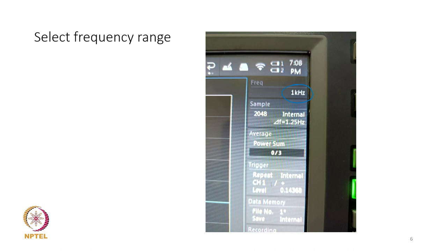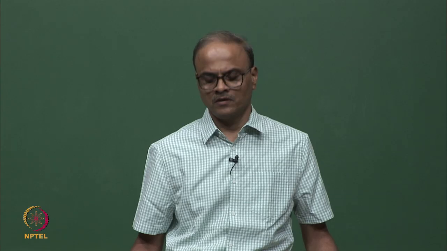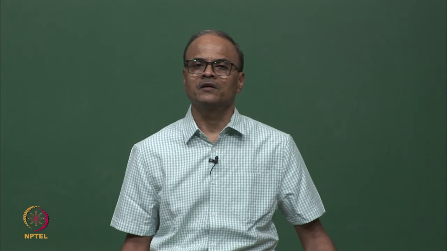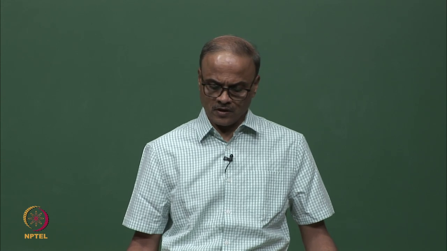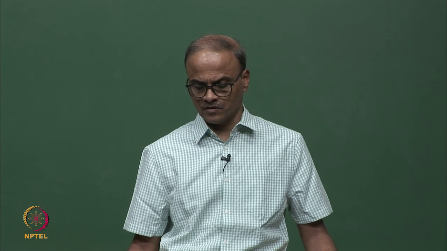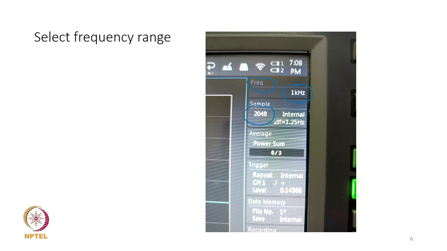So, out of that, this 1 kilohertz option has been chosen. So, the frequency range is 1 kilohertz. And we also note the number of samples shown here, like 2048. Once these two parameters are fixed, the rest of the time and frequency domain parameters get fixed. Based on these selections, the record length turns out to be 0.8 second, and the frequency resolution is 1.25 hertz, as also indicated here.